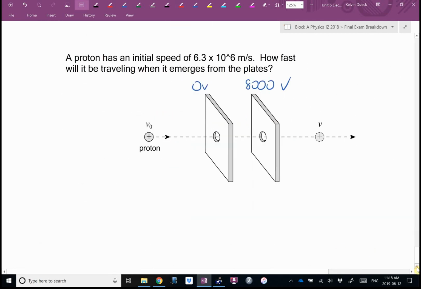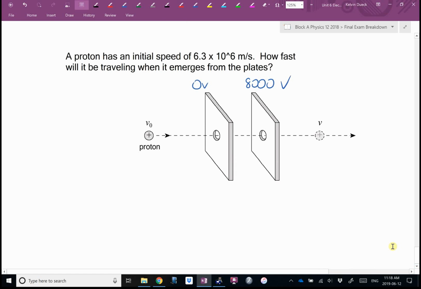A proton has an initial speed of 6.3 times 10 to the 6th. How fast will it be traveling when it emerges from the plates? How am I going to solve this? Is it asking how much work? Conservation of energy. So I'm going to go KE initial plus PE initial equals KE final plus PE final. I'm going to argue that the final potential energy here is 0, because it's like it has fallen to the ground and then just kept going in a straight line at a steady speed, but it's used up all of its potential energy.